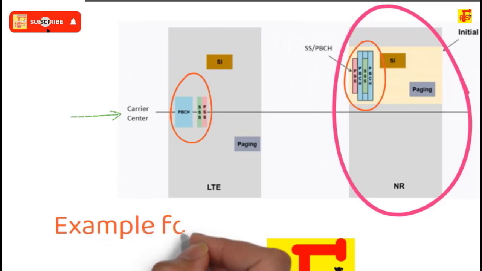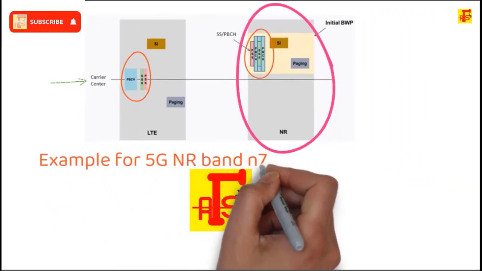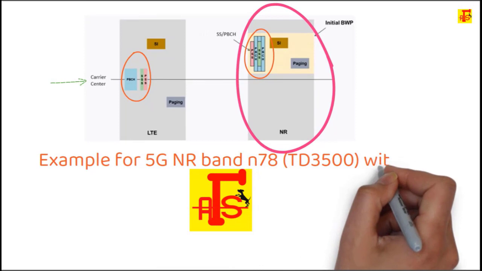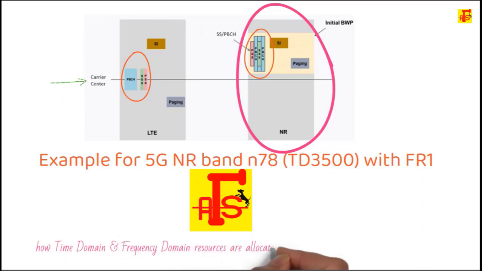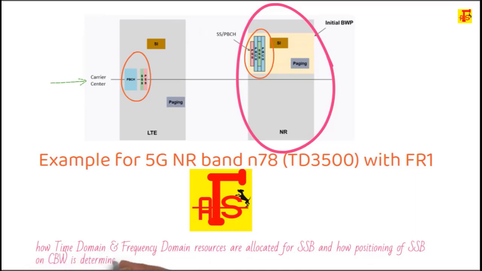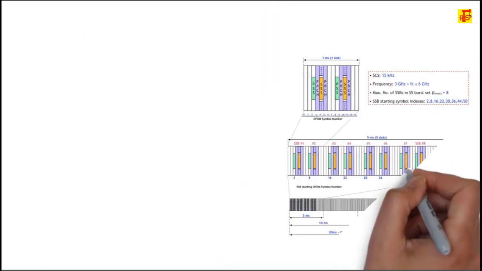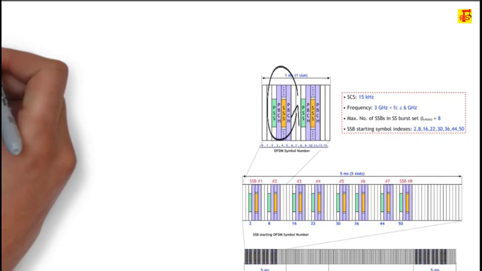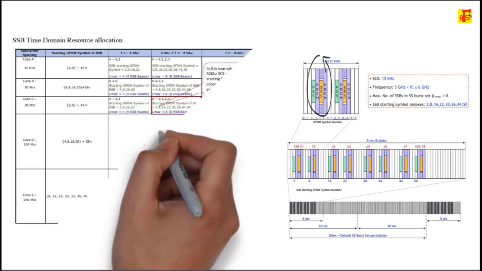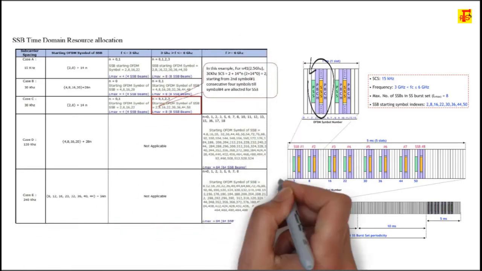Here we can take an example of 5G NR band N78 with FR1 and try to put together how the time domain and frequency domain resources are allocated for SSB and how the positioning of SSB on the carrier bandwidth is determined. SSB time domain resources: the SSB block consists of 4 consecutive OFDM symbols, right? So the first symbol position is determined by a combination of carrier frequency plus subcarrier spacing.